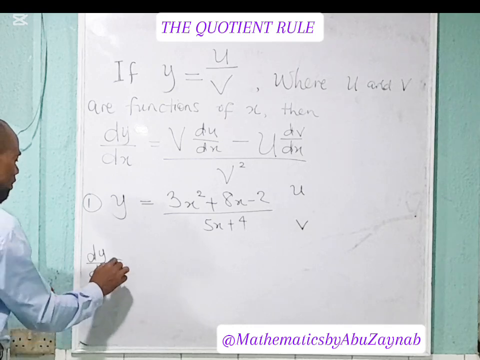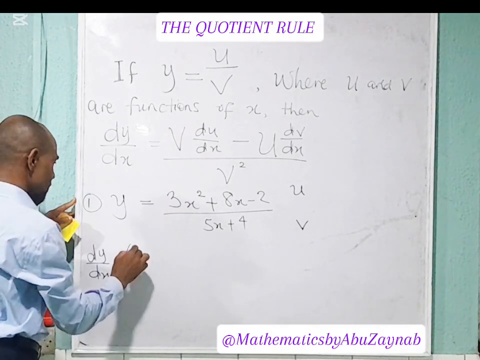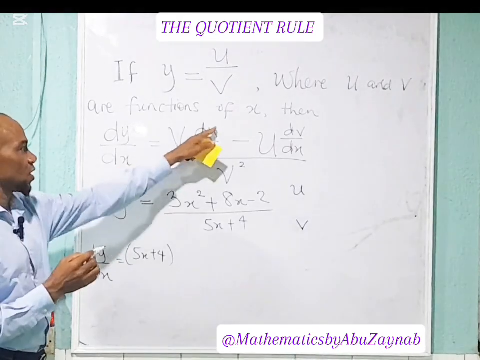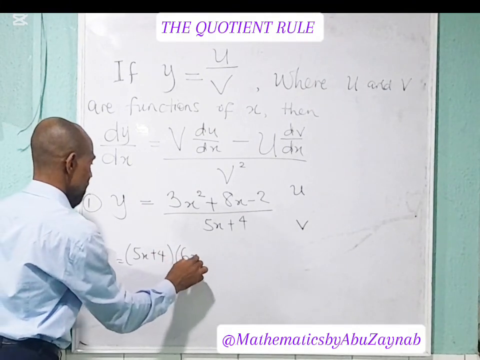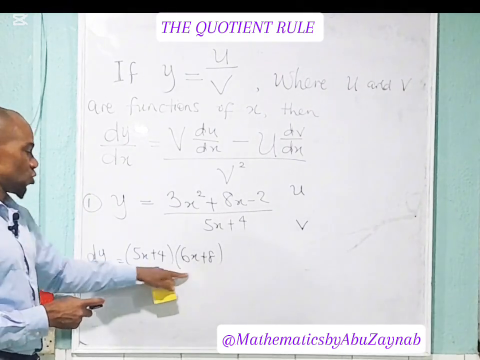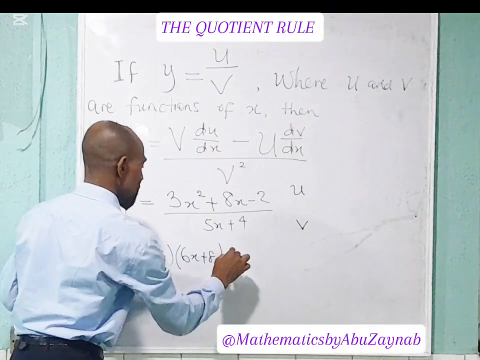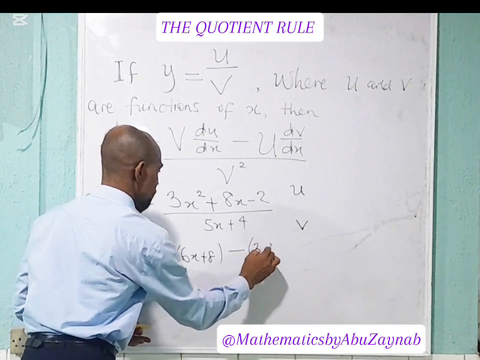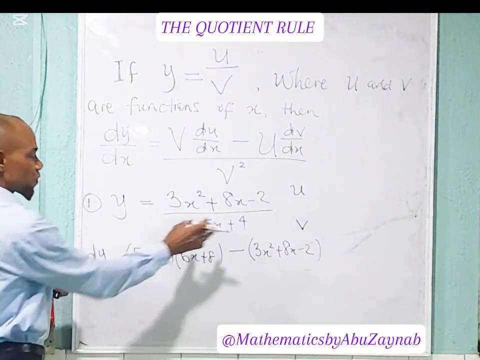So dy/dx is: v untouched, and that is 5x plus 4, that is v. du/dx, that means differentiate u with respect to x, and that means you have 6x plus 8. So this is v, this is du/dx, meaning write v down, differentiate u. Then we switch rows after the minus. This time around, write u down first. We will have 3x squared plus 8x minus 2.